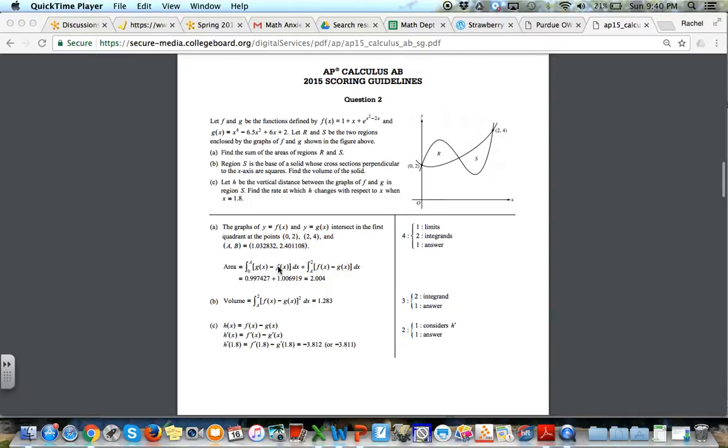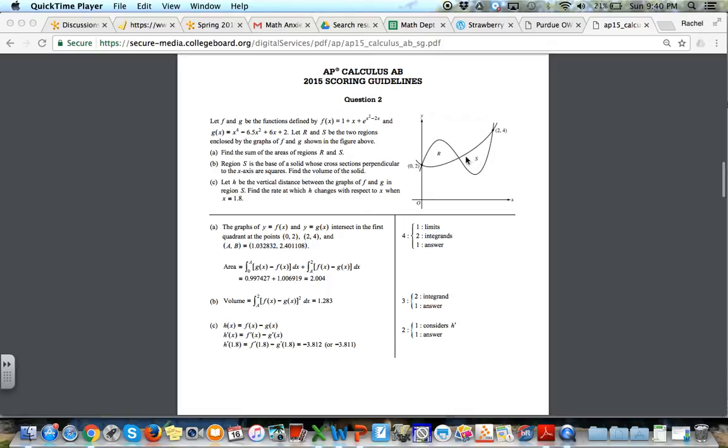You've got a top curve minus bottom curve plus the other top curve minus bottom curve because your curves change. Here's the function f. That's the function g. Get the values, add them together. You just got 4 points. Easy as that.